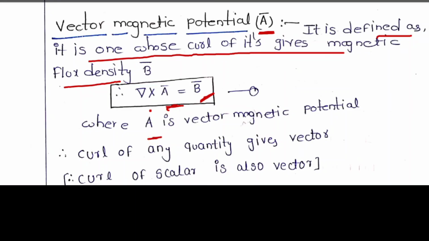What we are representing here is that the vector A bar is the vector magnetic potential, and the curl of the vector magnetic potential gives the magnetic flux density. That we have to remember. Thus, the curl of vector magnetic potential is the flux density. That is the definition: the vector whose curl gives magnetic flux density may be represented as vector magnetic potential. Curl of any quantity always gives a vector. Curl of a scalar is also a vector. That we have to remember.